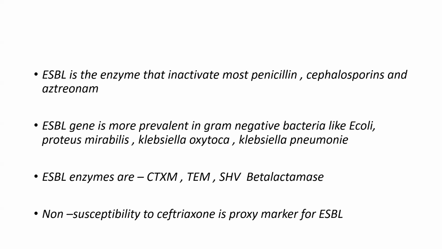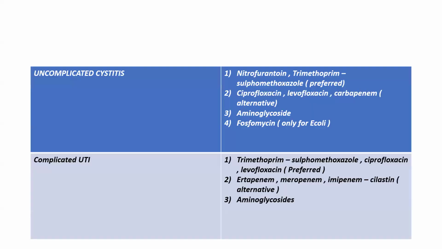Generally in most laboratories, this gene identification won't be possible. That's why, if we want to identify the ESBL organism, how are we identifying? If the isolated bacteria is resistant to third generation cephalosporin, then we can consider that as a proxy marker for ESBL. Once the bacteria is ESBL, then penicillin, cephalosporin, and aztreonam won't work against it.